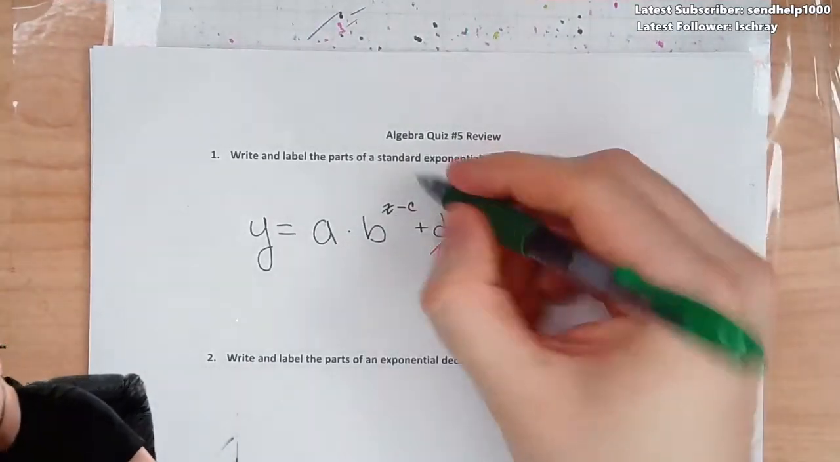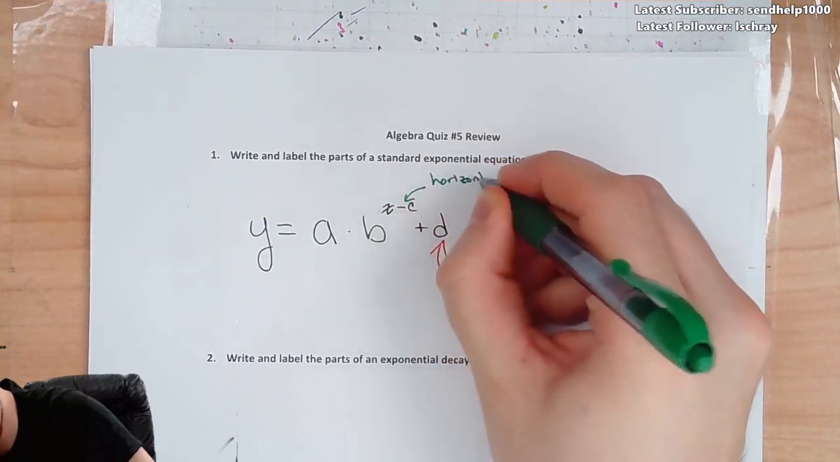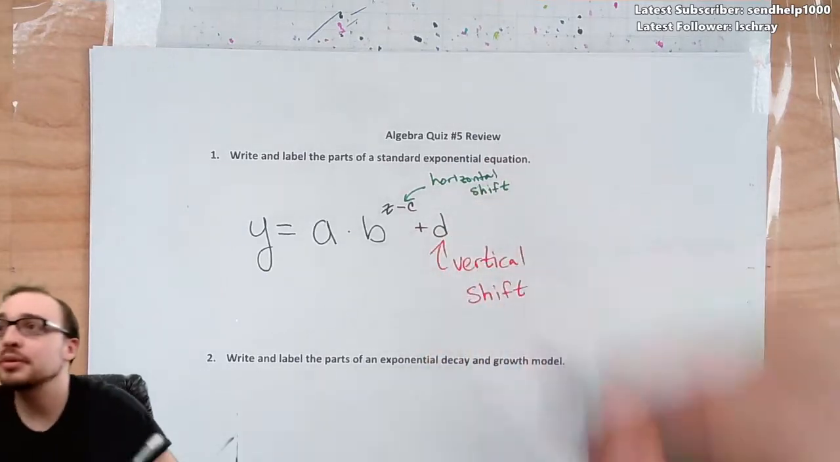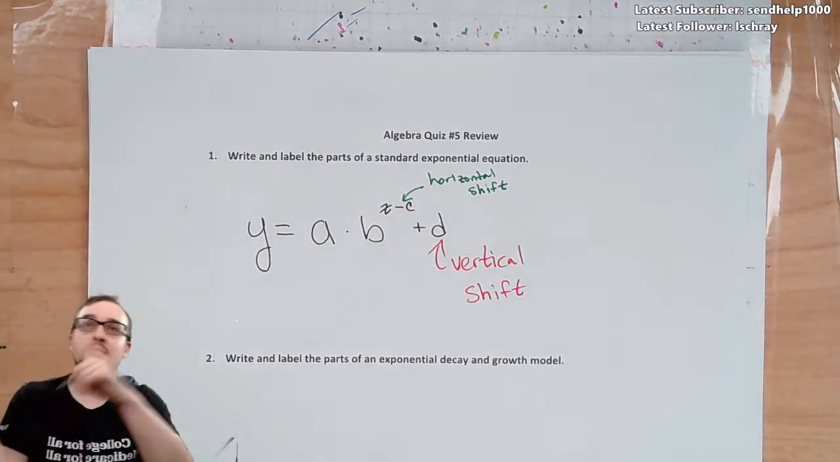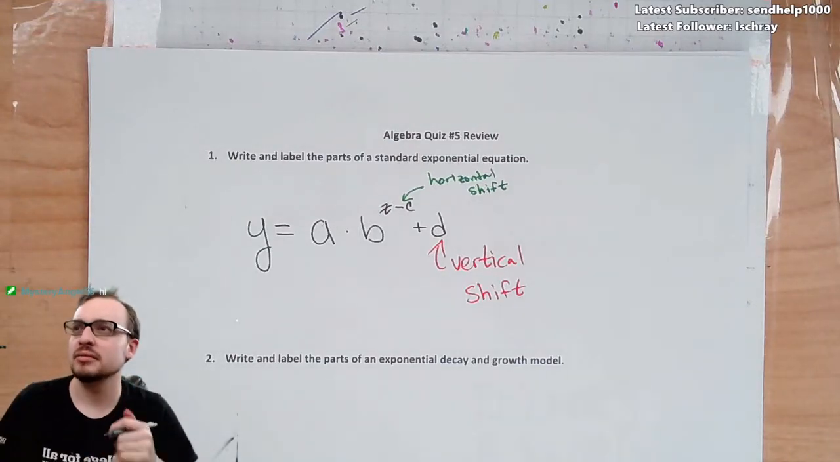So, it turns out that this right here is our horizontal shift. It's the opposite of what it says. If it's minus, it's plus. If it's plus, it's minus, right? It moves left to right. Kind of like our H and K.